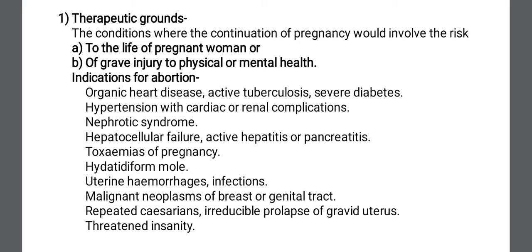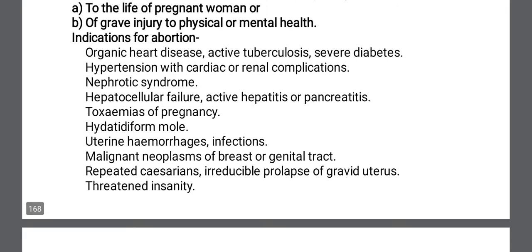Uterine hemorrhage during pregnancy: if she gets some hemorrhage or pervaginal bleeding, under such conditions the pregnancy needs to be terminated. And also infections: if she has any intrauterine infection or any genital tract infection which can be dangerous to her life as well as to the life of the baby, such pregnancy should be terminated. Then malignant neoplasms of breast or genital tract: if a pregnant lady is detected to have a cancerous growth in the breast or anywhere in the genital tract, such pregnancy should be terminated.